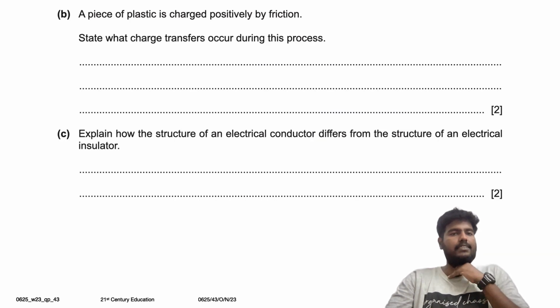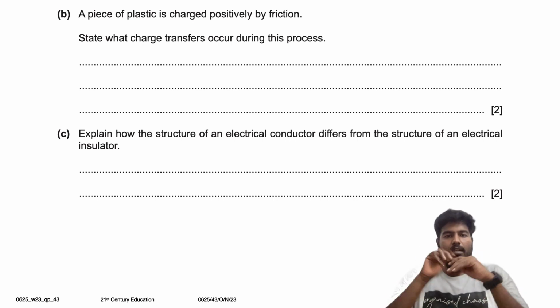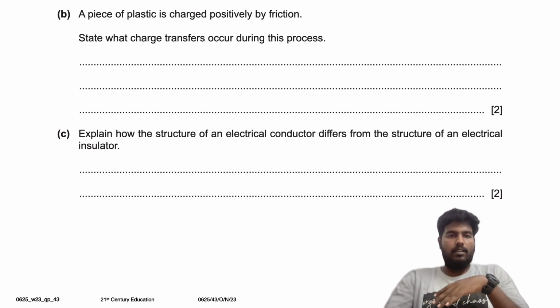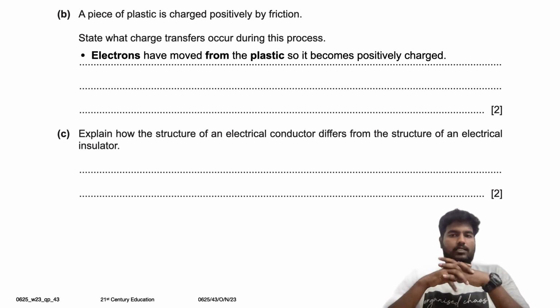A piece of plastic is charged positively by friction. State what charge transfers occur during this process. How can a neutral material become positive? Only if electrons move away from it. So the electrons have moved from the plastic, so it becomes positively charged. That's how you answer.